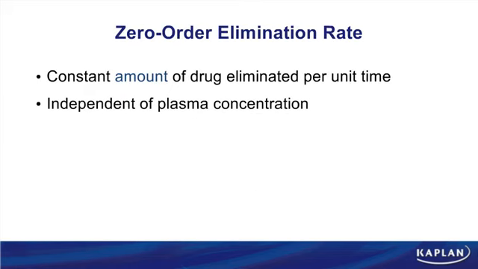There are 2 types of elimination. There's zero order and first order. Now, zero order is the exception to the rule. In other words, very, very few drugs are actually eliminated by zero order kinetics. When I think of zero order, make sure you highlight that it's a constant amount of drug that's being eliminated per unit time. A constant amount is the key thing.